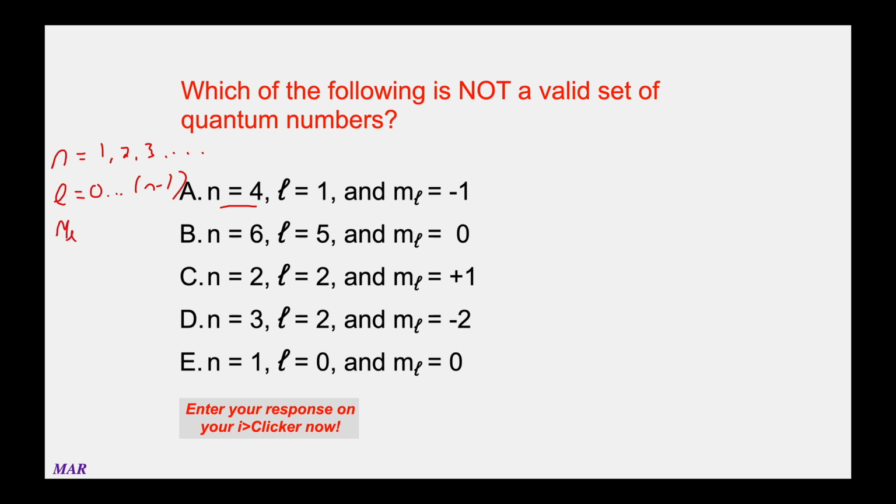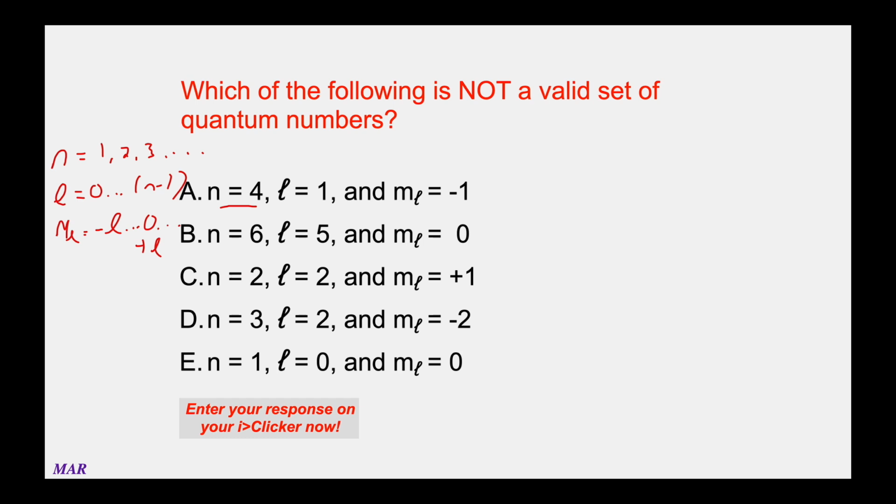M sub L has an L dependence, just like L has an n dependence. And M sub L goes from negative L to 0 to plus L. So M sub L has to be between negative L and plus L. So if you look at A, n equals 4, that's a legit n number. L can't be bigger than n minus 1. So L of 1 is certainly less than 3, so that's okay. M sub L depends on L.